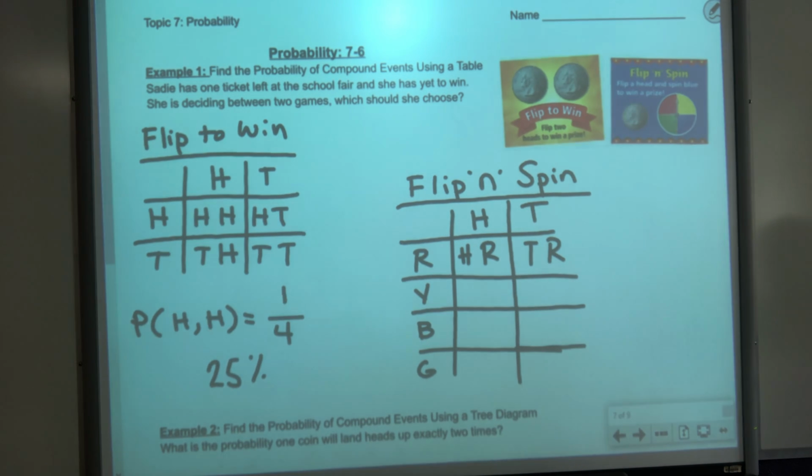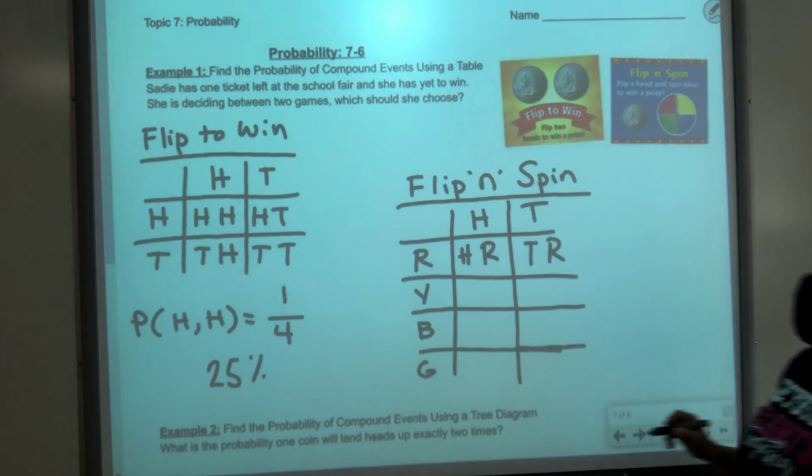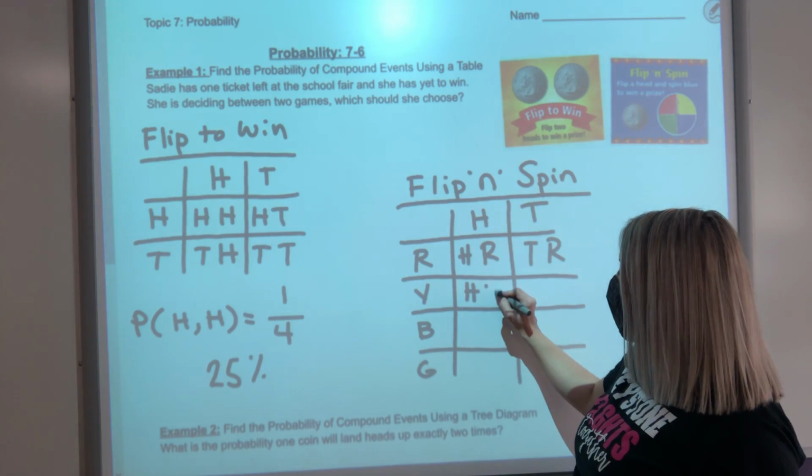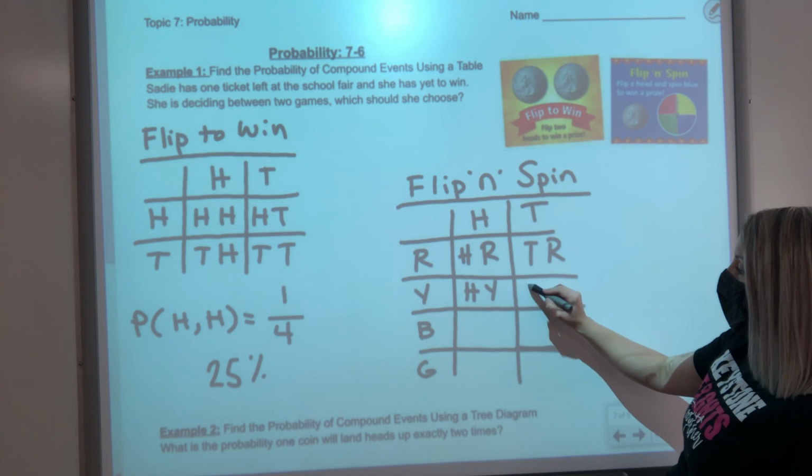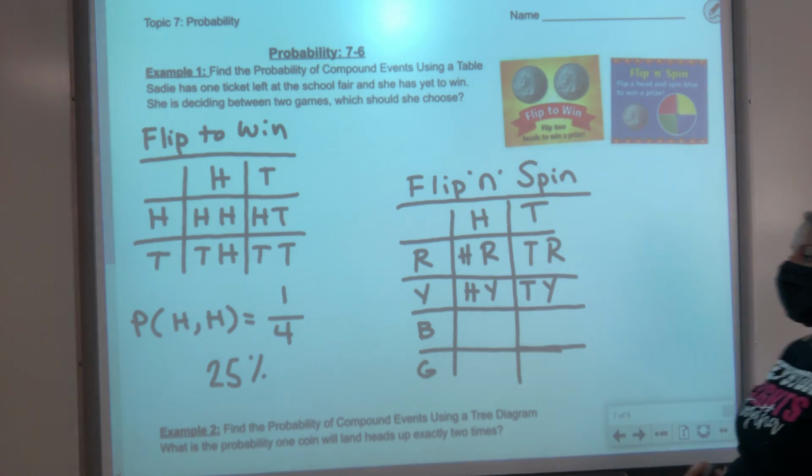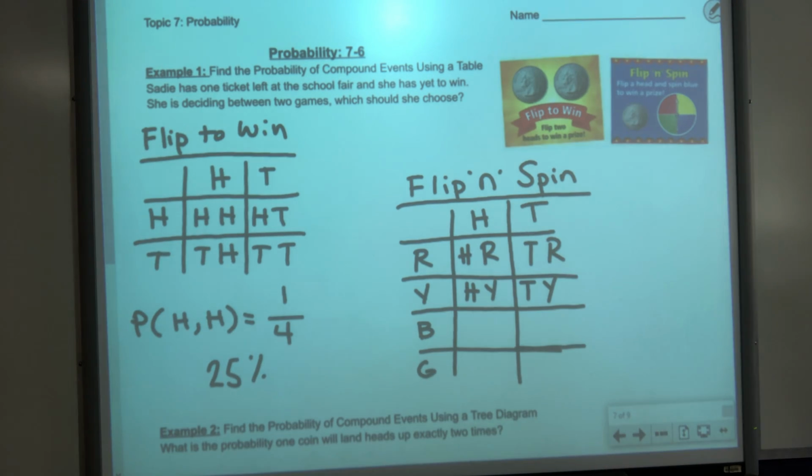It's not going to help Sadie, is it? Nope. Then she can flip heads, spin yellow, flip tails, spin yellow. So already out of our 4 options, does she have a chance to win? No. No.